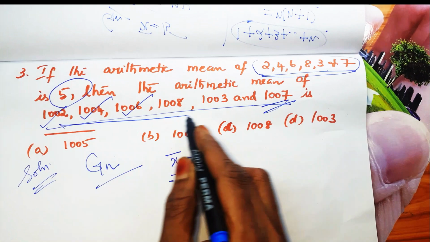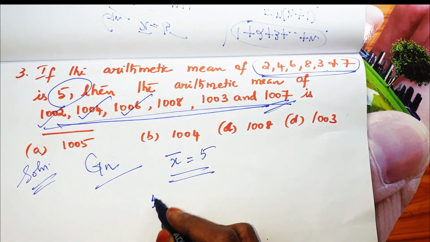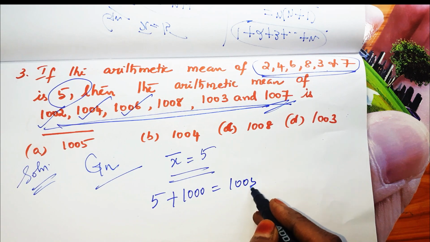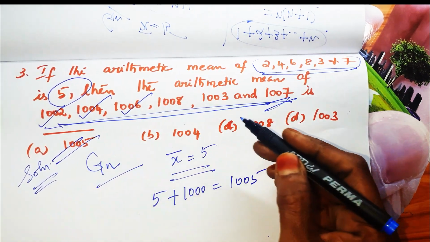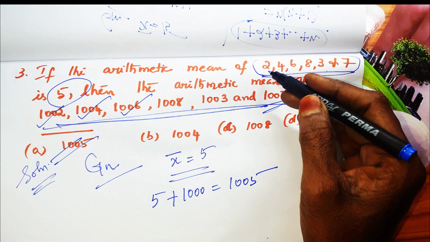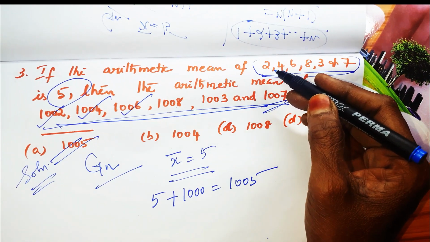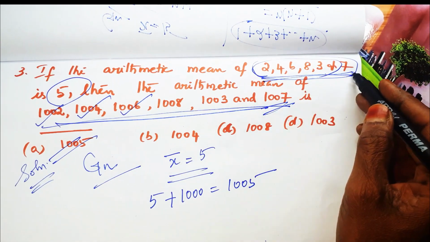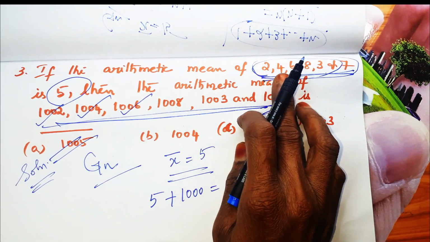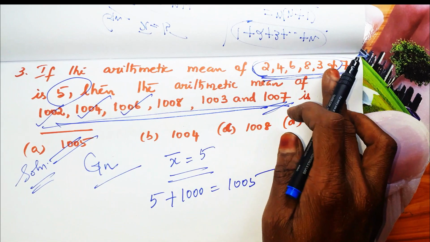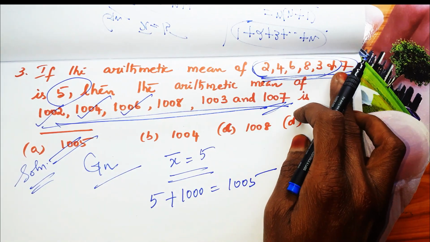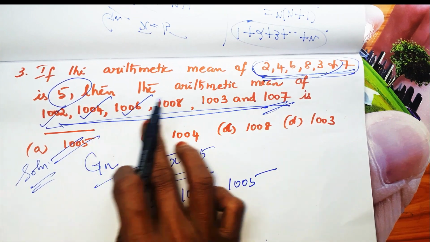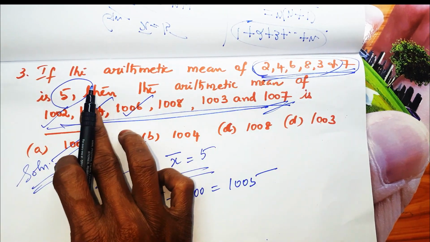Therefore, the mean of these values is 5 plus 1000, which is 1005. This is the answer. So you have to make sure which constant value you are adding, that has to be added to all the entries here. So 1002, 1004, 1006, 1008, 1003 and 1007. So all the values are correct. Therefore, the mean for these values is 1000 plus 5, 1005.